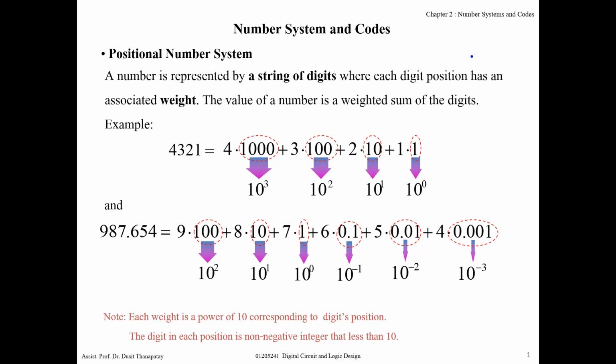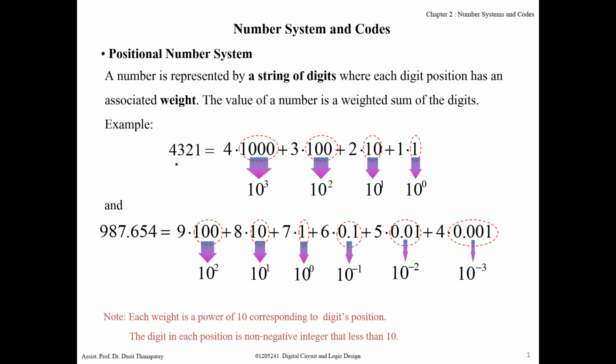The number system that we usually use is called the positional number system, which is represented by a string of digits, where each digit position has an associated weight. The value of the number is the weighted sum of the digits.